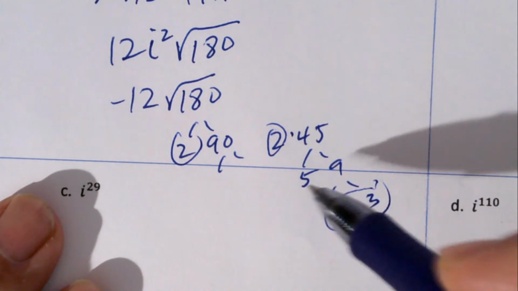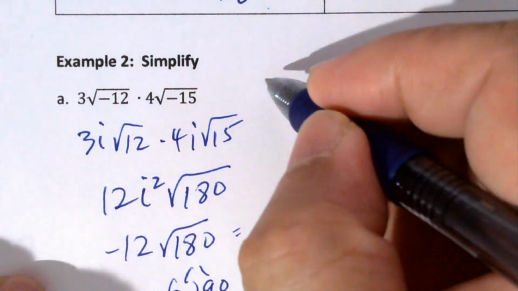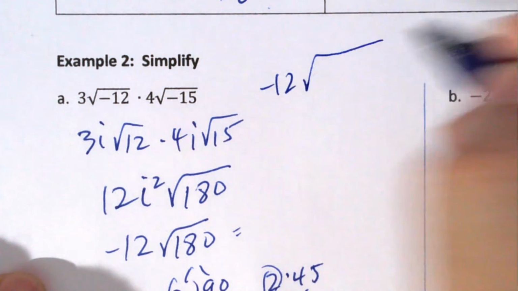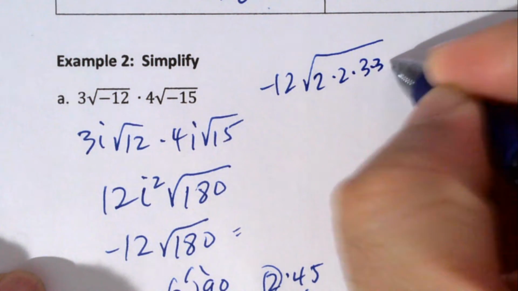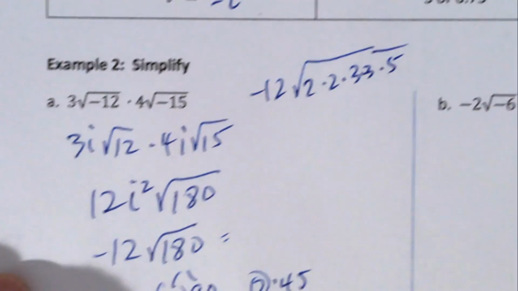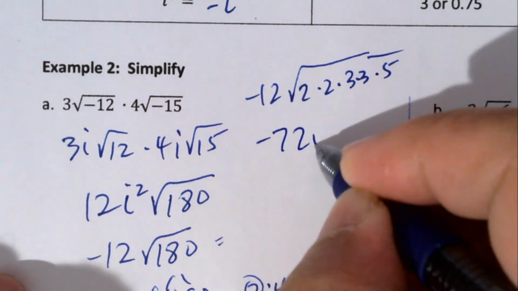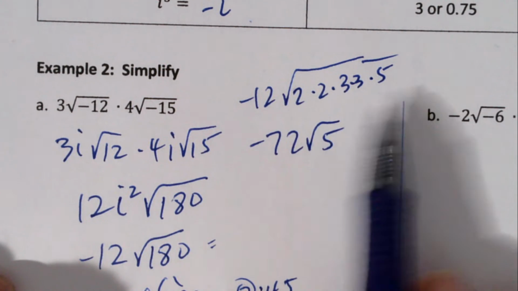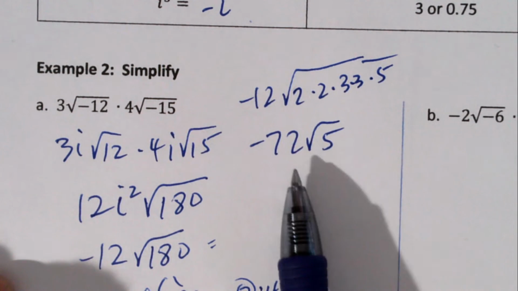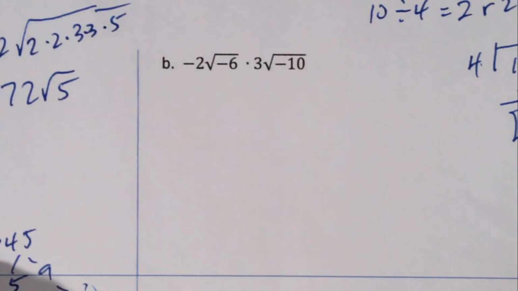Right? And there's a 5 that stays inside. So that's going to be, let's go up here, negative 12. 180 was a pair of 2s, a pair of 3s, and there's a 5 left over. So that means a 6 comes out. So that's negative 72 root 5, right? A 2 comes out, a 3 comes out. So that's 6. 6 times 12 is 72. So negative 72 root 5. That's what that is.